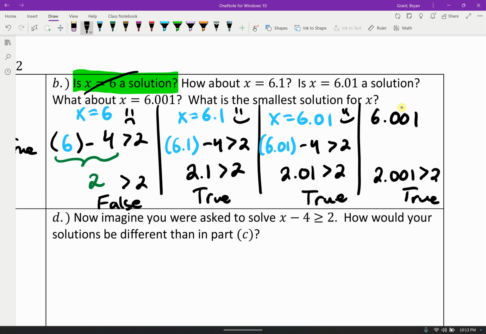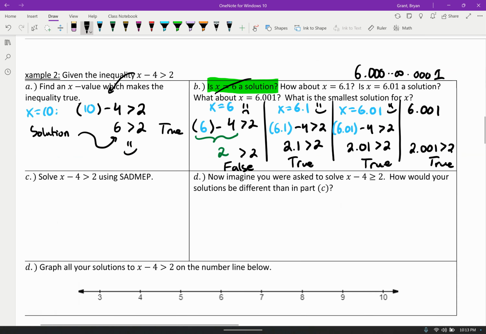And in fact, many of you are starting to think, can't we just add more zeros? Can't we just do 6.000 and then an infinite number of zeros? How do we even write that with a 1 at the end? And you're right. When it asks what's the smallest solution for x, it would be 6 with an infinite number of zeros and a 1 at the end. However, there might be an easier way than saying that, since we don't really have a nice way to write that. And so that's what we're going to look at for the rest of this problem.